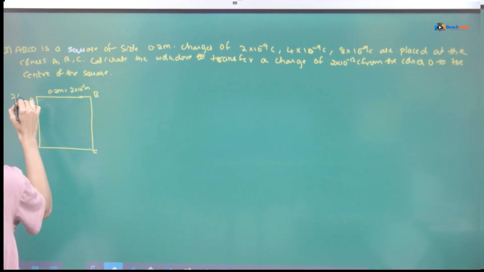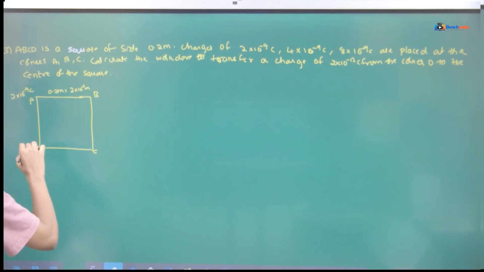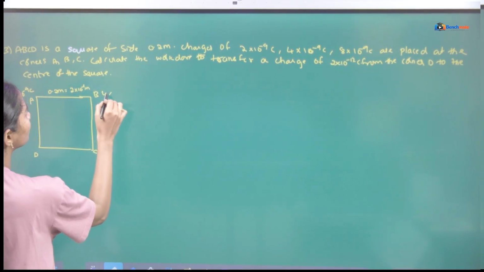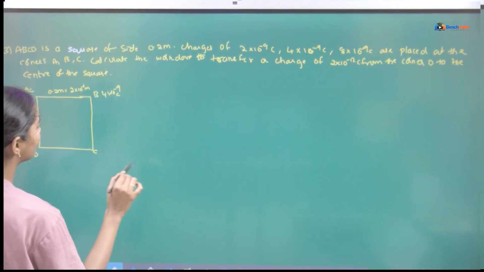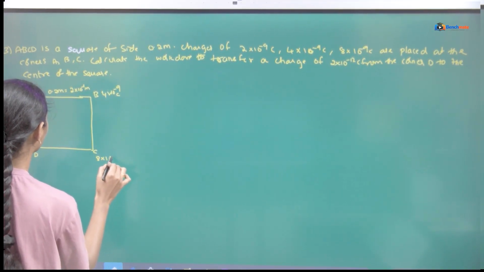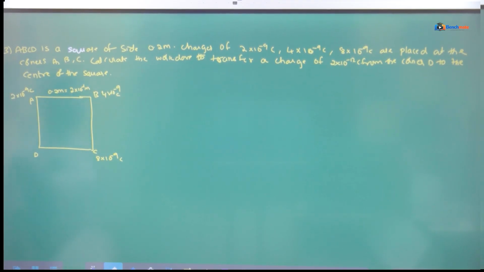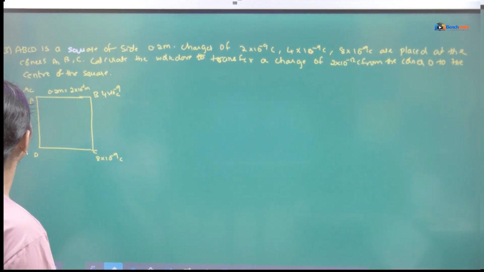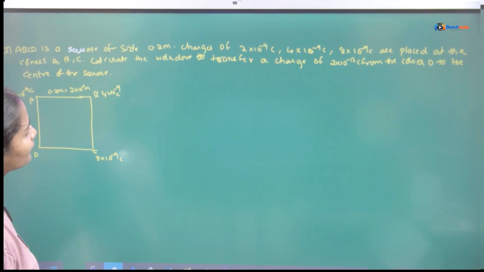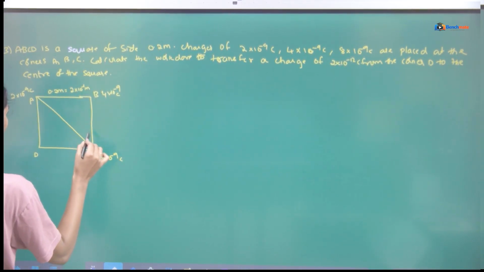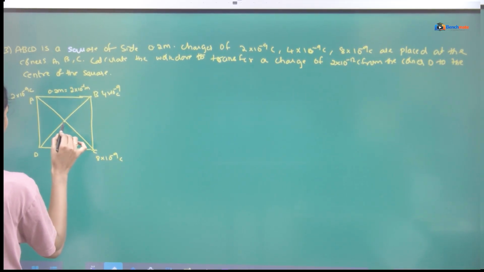So at A, 2 into 10 power minus 9 coulomb. At B, 4 into 10 power minus 9 coulomb. And at C we have 8 into 10 power minus 9 coulomb charges. Calculate the work done to transfer a charge of 2 into 10 power minus 12 coulomb from the corner D to the center of the square. Combine, you will get the center here.